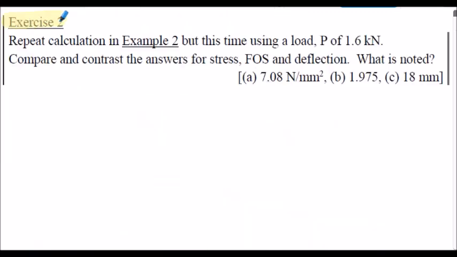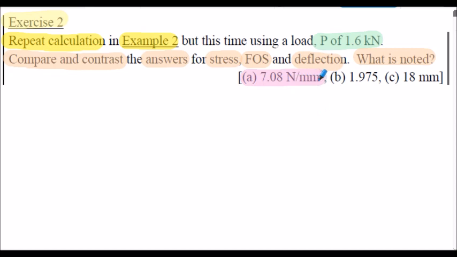Here's exercise 2. It's basically a repeat of the calculation in example 2, but this time the P value is 1.6 kilonewtons. All other parameters stay the same. Exercise 2 asks you to compare and contrast the answers for the stress, the factor of safety and the deflection, and then just to comment on what's noted. Here are the answers: part A, the maximum stress in the beam, part B, the factor of safety, and part C, the deflection of the beam. I'll let you undertake exercise 2 and draw the appropriate conclusions.